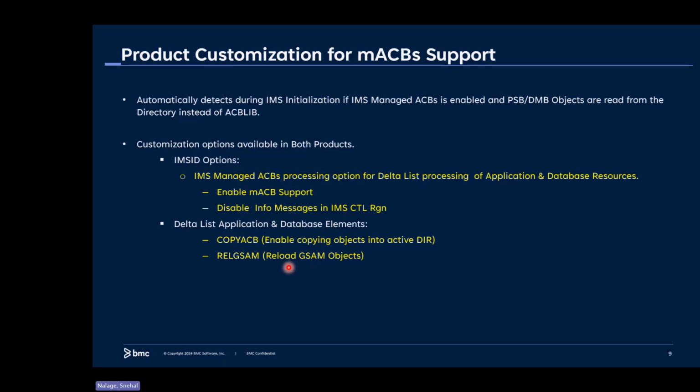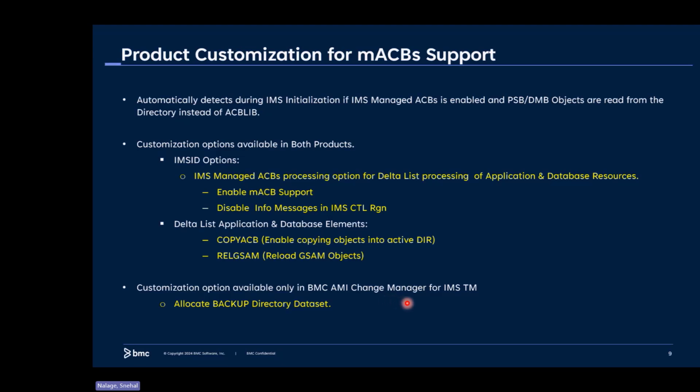Okay, there is another option available called the backup directory feature, which is only available in the BMC AMI Change Manager for IMS-TM. It's not in Delta IMS. And this can be enabled by allocating a backup directory dataset.